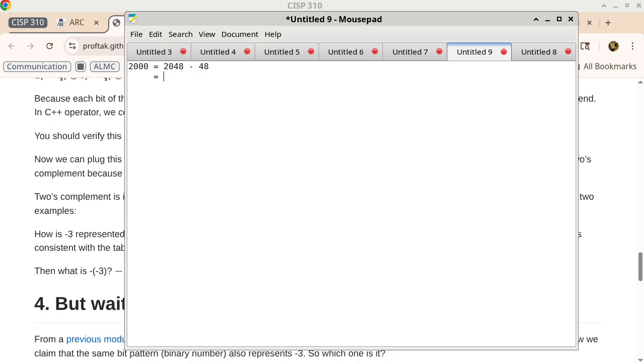All right, so the quickest way to do this is to think of 1000 in base 10 as approximately 1024, which is 2 to the power of 10.